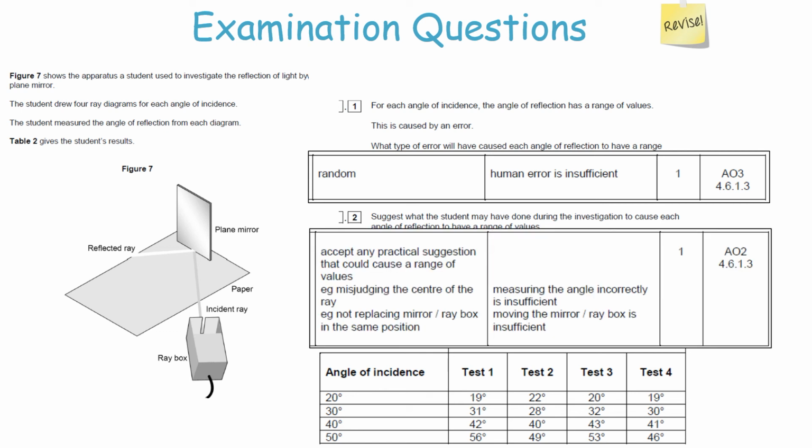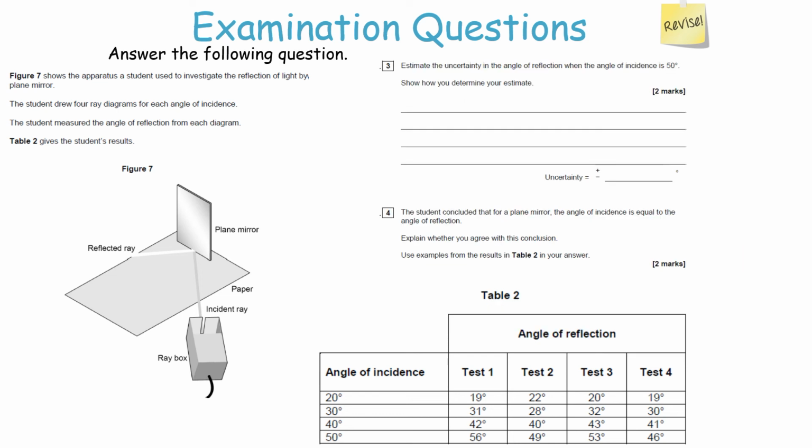So things could be you've misjudged where the ray is, you've not replaced the mirror or ray box and put it in the right position, you measured the angle incorrectly because the line was too thick, the idea that maybe the mirror moved its angle so it wasn't at 90 degrees, anything which could practically cause a mistake just once in the experiment. Next question.